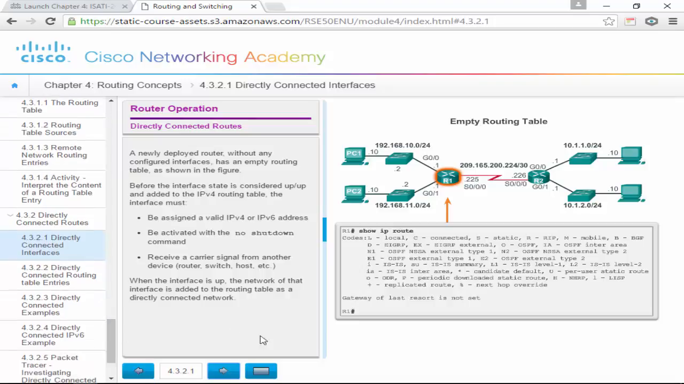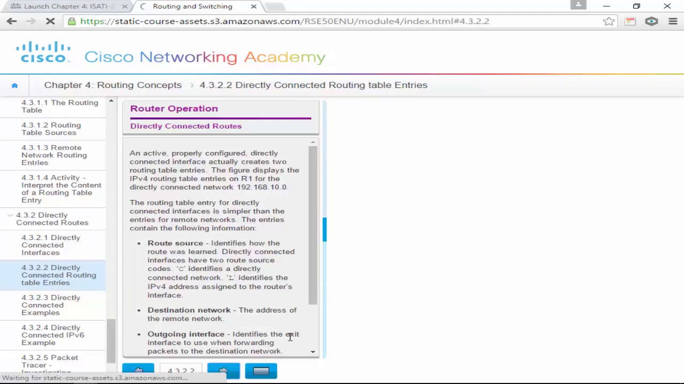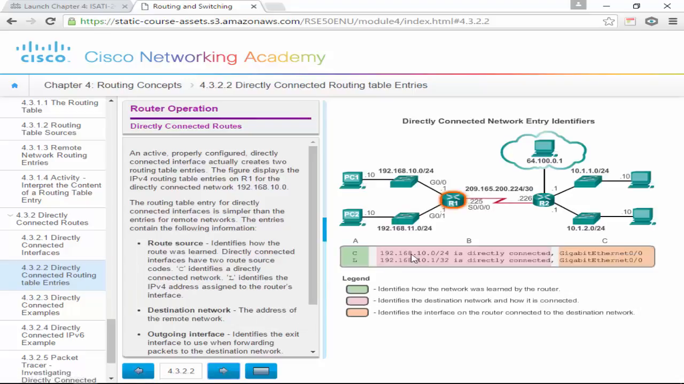Alright, so directly connected interfaces. How do we get that route in there? How do we get a directly connected route in? All we do is say no shutdown and program an IP address, right? So it's going to show us very little. This doesn't have a next hop because it just says, hey, this is the network. So it's just directly connected.